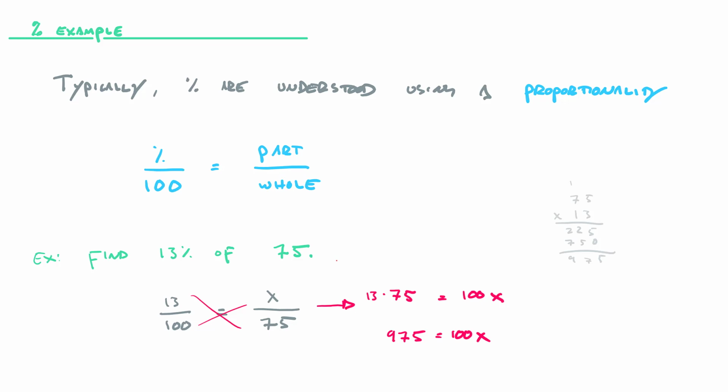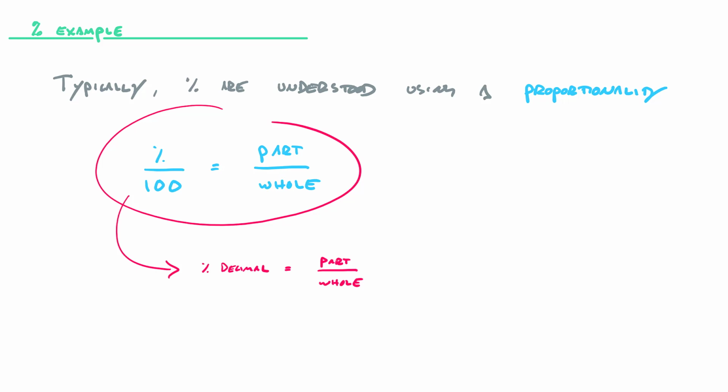13 times 75 is 975, which is equal to 100x. You divide both sides by 100 and you get x is 9.75. So 9.75 then is 13% of 75 and we're done. Okay. But I'm not going to say we should always set up this proportionality every time we do a percent problem.